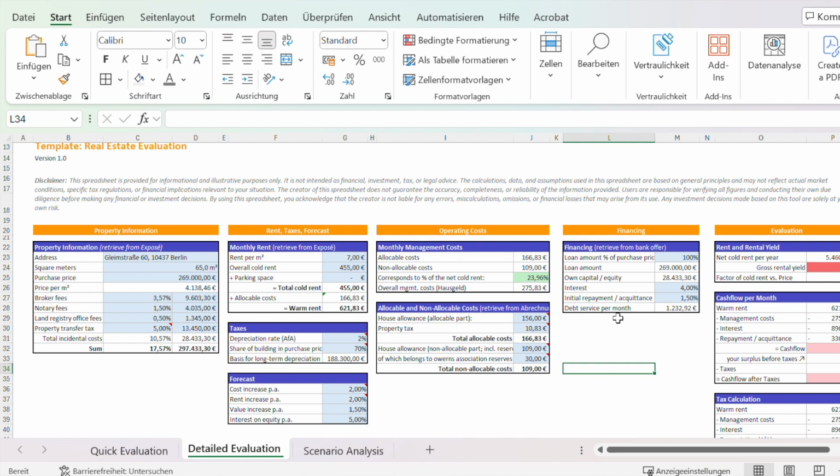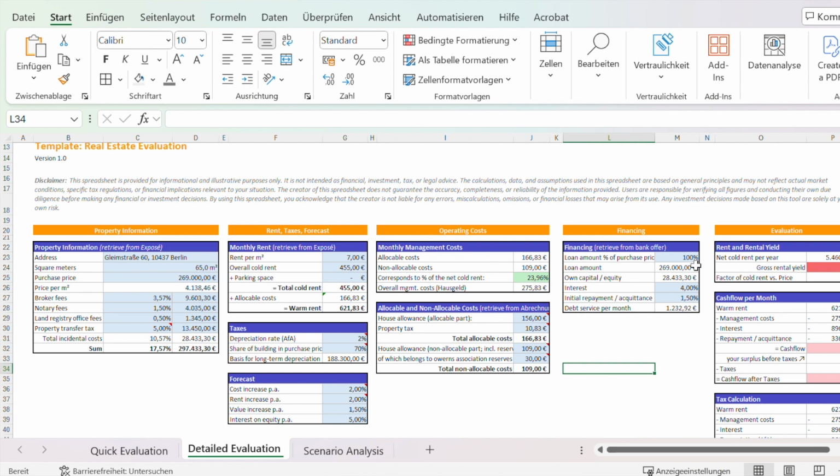Let's go to the financing part. As I said at the beginning, usually you finance 100% of the purchase price through your local bank, and then you bring in 10% of the purchase price with your own equity or money. So we take 100% here. We usually get, as we said before, 4% interest for the bank loan, and we pay back 1.5% on an annual basis. Now, this calculation spits out a debt service of 1,232, right?